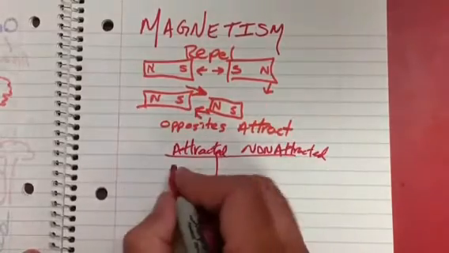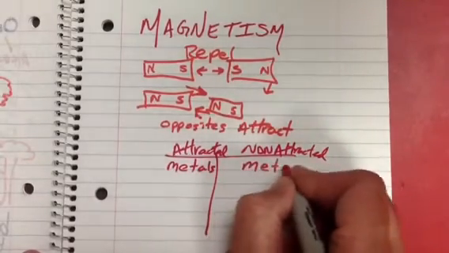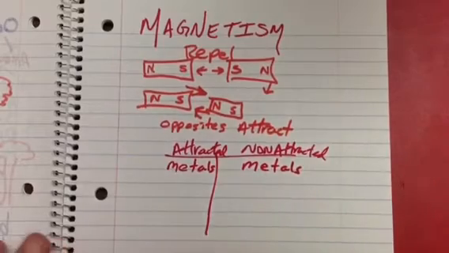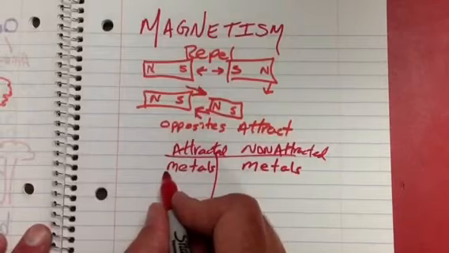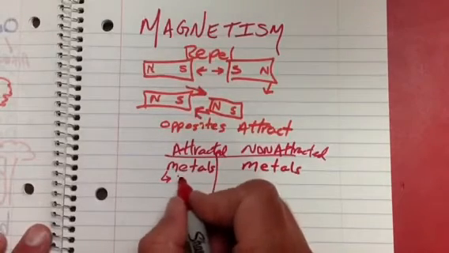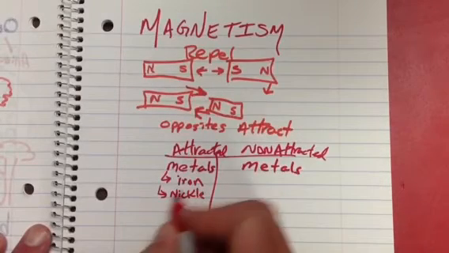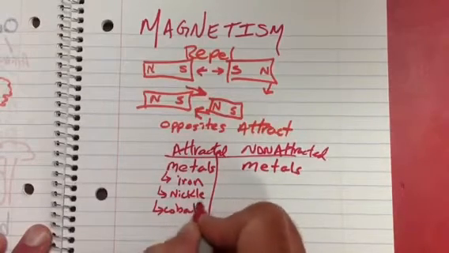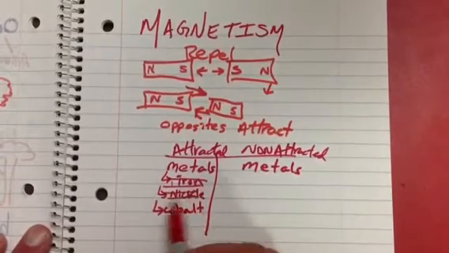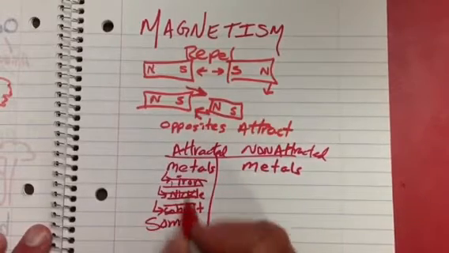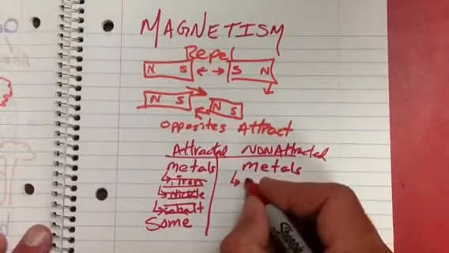Attracted, non-attracted, and we found out that some metals are attracted, but we also have some metals that are not attracted. So we couldn't just say metals are attractive or metals are not attractive. We had to break it down which metals are attractive, and we found that iron is attracted, nickel, and cobalt. I don't think you have to know the actual names of the metals. I think you just need to know that some metals are attracted. And then some metals are not attracted. I think you do need to know these.